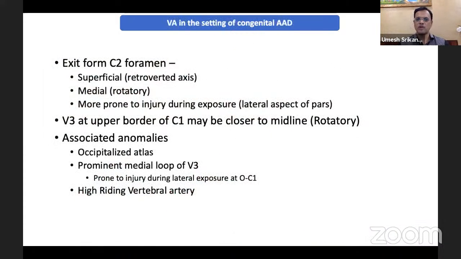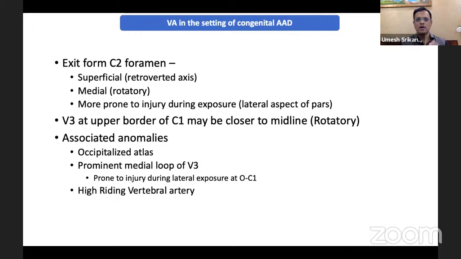Just to summarize, what we have to understand in the setting of congenital atlantoaxial dislocation is that the vertebral artery can change its course based on the bony abnormality. It can be more superficial, especially because of a retroverted axis. Because of the rotatory abnormality, one side vertebral artery can be more medial to the midline than the other side. It is important to identify these two situations in order to prevent any kind of injury during the exposure, which is in the superolateral portion of the articular pillars.